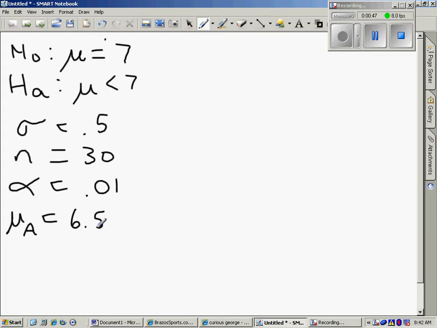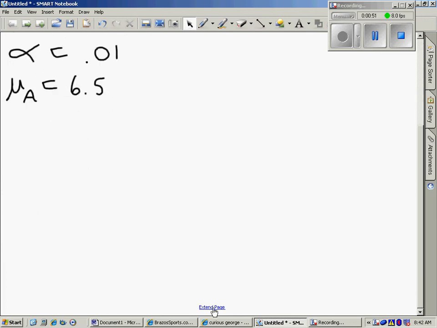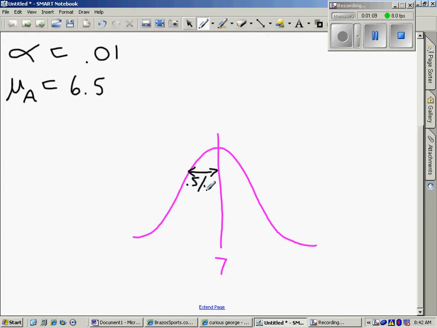All right, so the next thing we got to do is draw a picture. Hopefully they at least drew a picture. And I'll draw it pink. So they have a normal curve. Center of that curve is 7. Standard deviation was 0.5 over the square root of 30.